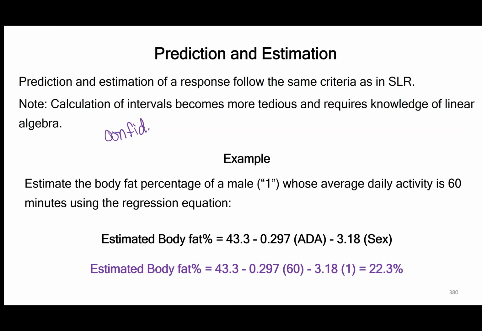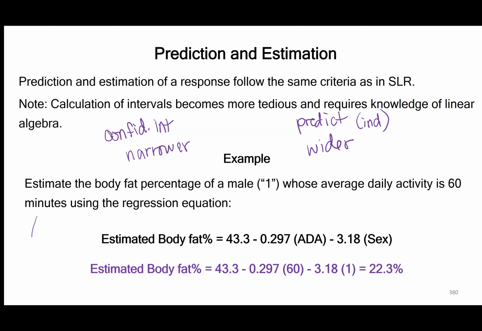The confidence interval is going to be the same as with simple linear regression: that's the average for the entire population with that specific set of characteristics. It's going to be narrower. The prediction interval is for an individual. Individuals vary more than the average for everybody does, so it's going to be wider. So if we give you two intervals and say, oh gosh darn, we forgot to label them, just identify which one's wider. That one's the prediction interval. Whichever one's narrower, that's the confidence interval.